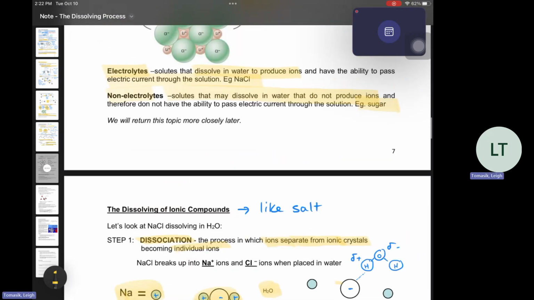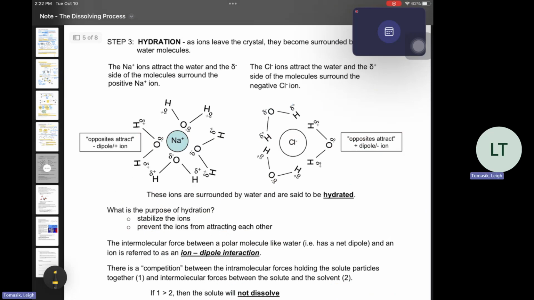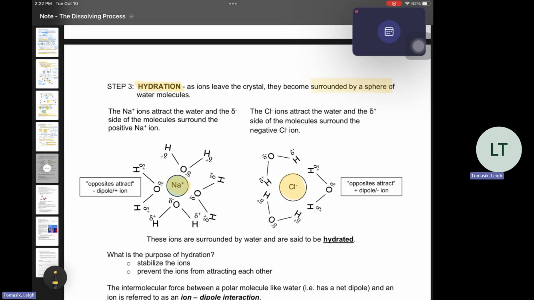Step 3 is hydration. In hydration, you can see now the sodium is fully separated from the chlorine. They've gone their separate ways and they have been surrounded by a sphere of water molecules, so they're completely cut off from each other. The sodium ions attract the water, and the negative side of the molecules surround the positive sodium ion. The chlorine ions attract the water, and the positive side of the molecules surround the negative chlorine ion. So opposites attract.